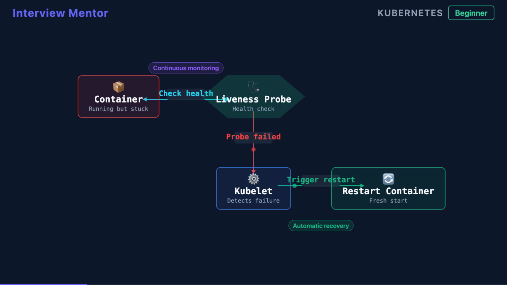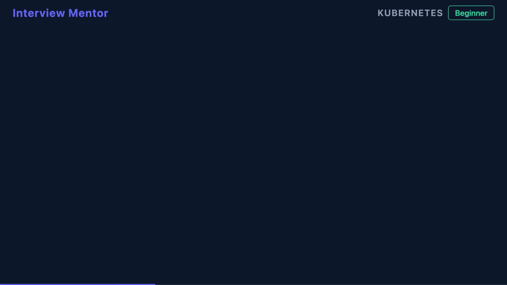When a liveness probe fails, Kubernetes knows the container is in a bad state, stuck in a deadlock, an infinite loop, or just hanging. So what does Kubernetes do? It automatically restarts the container. This gives your application a fresh start and restores normal operation without any manual intervention.